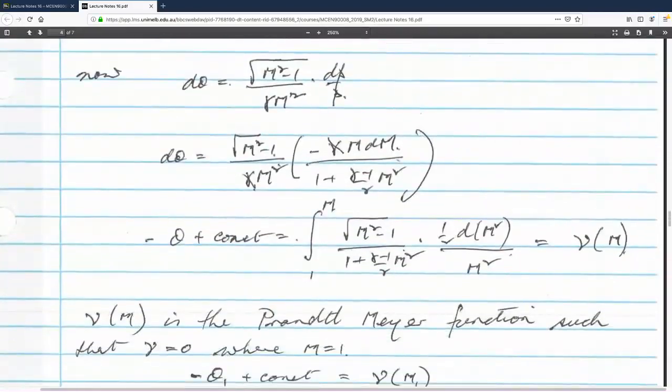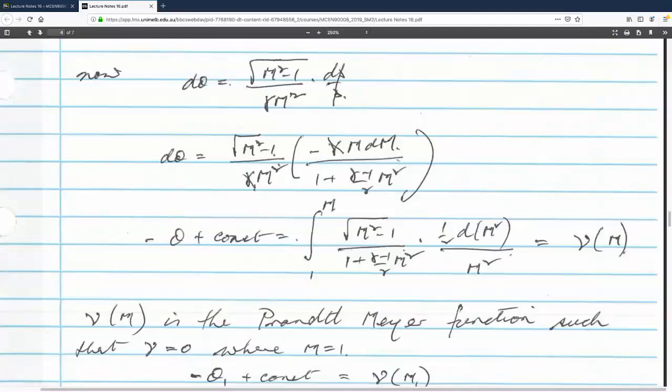So this is a result for isentropic flow. It'll be true for an expansion where the characteristics, the Mach lines, don't cross. It won't be true for a shock wave. So nu as a function of Mach number is called the Prandtl-Meyer function, and it's such that nu is equal to 0 where M is equal to 1. When this is equal to 1, then obviously this thing is 0. And so minus theta 1 plus a constant is equal to nu at Mach number M1.